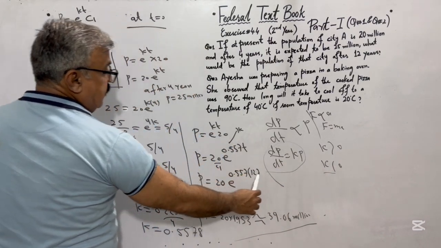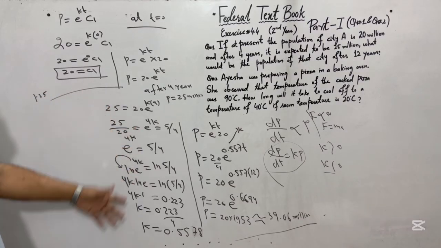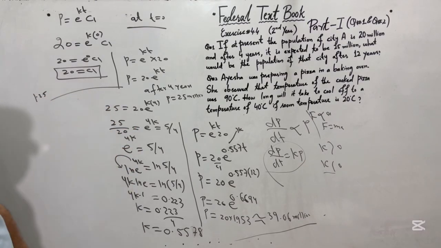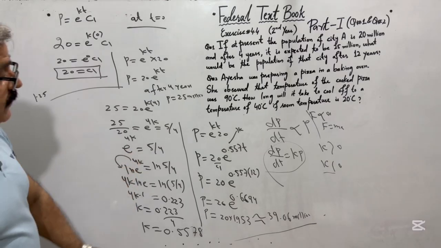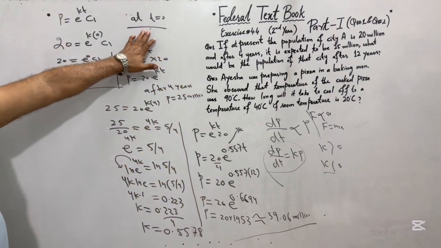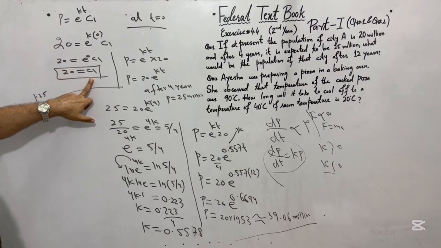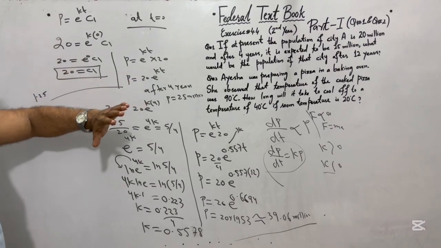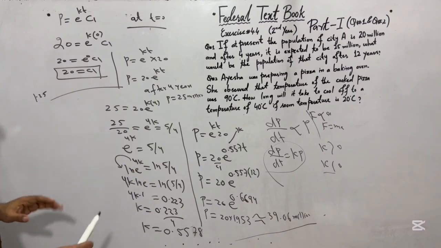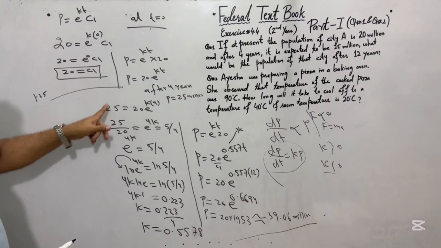In that case, K is greater than 0 because it is a question of population. Population is constantly increasing, no doubt. After utilizing this, we put the initial condition at t equal to 0 and find the value of C1. Then we have another condition: after 4 years, our population is 25.